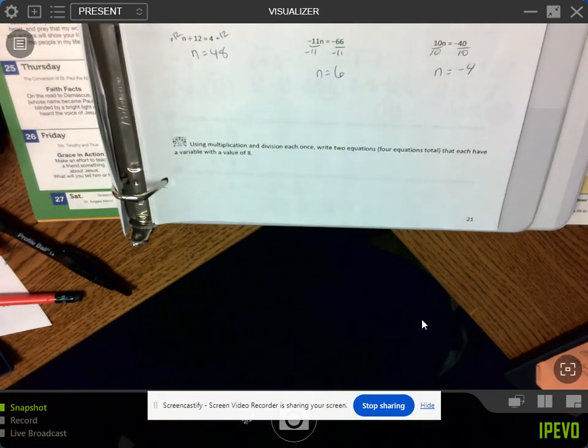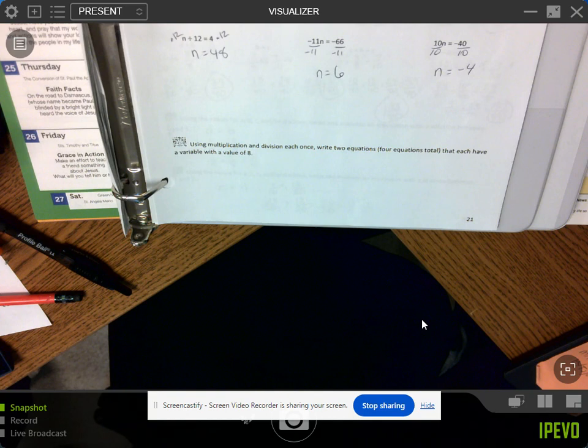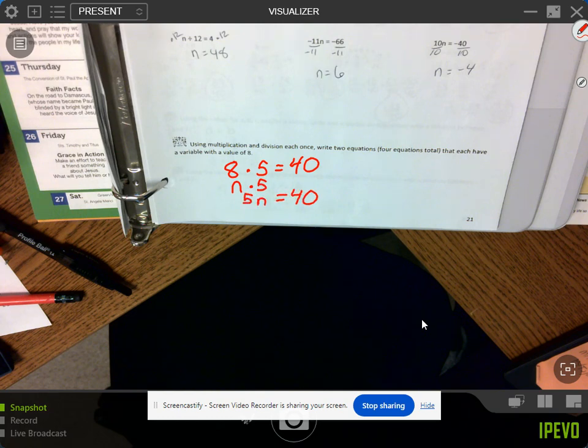It says using multiplication and division each once, write 2 equations. So 4 equations total that each have a variable with a value of 8. We talked about making your equation using the number 8 and then putting the variable in for the 8. So I could do something like 8 times 5 equals 40. So then I'm going to put an n in for that, and it would be n times 5, or 5n equals 40. So that's using multiplication.